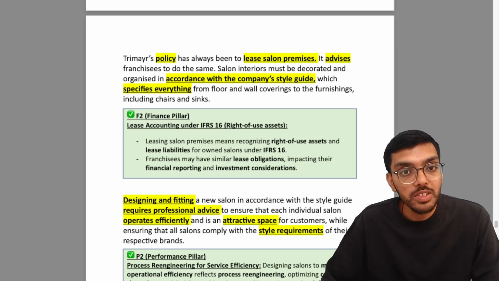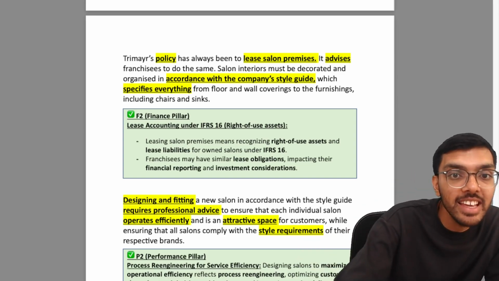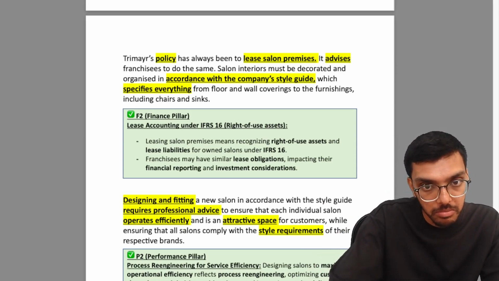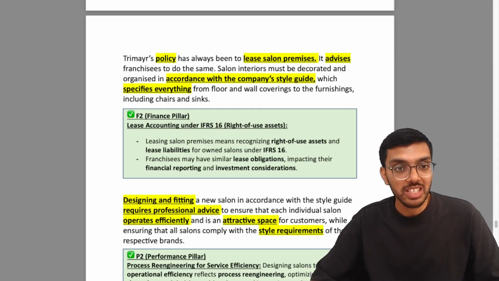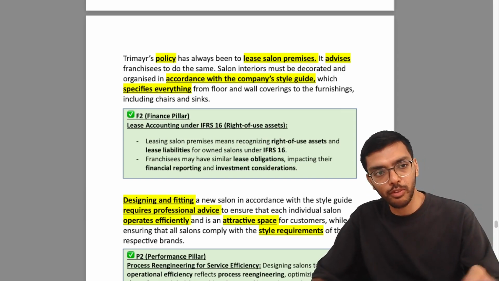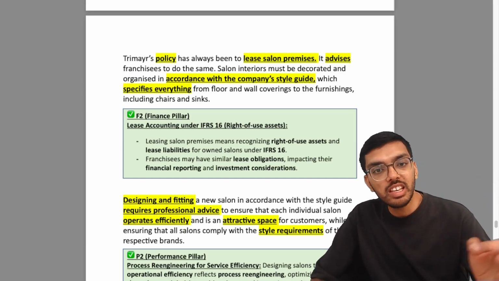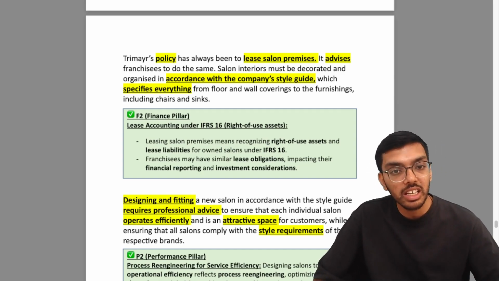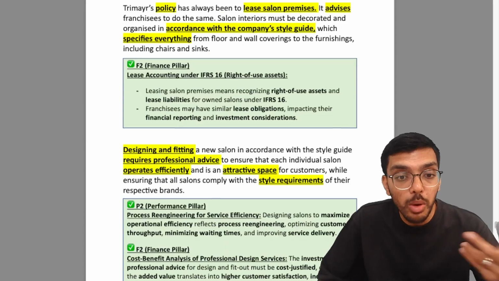So Trimayr's policy has always been to lease salon premises. It advises franchisees to do the same. Majority leasing is what we do. We don't own because we don't want to tie in our capital. So salon interiors must be decorated and organized in accordance with the company's style guide, which specifies everything from the floor to the wall to the colorings to furnitures, everything. So because you lease salon premises, the right-of-use asset has to be recorded, and the lease liability has to be recorded. So leasing is becoming very important over here because of our business model.